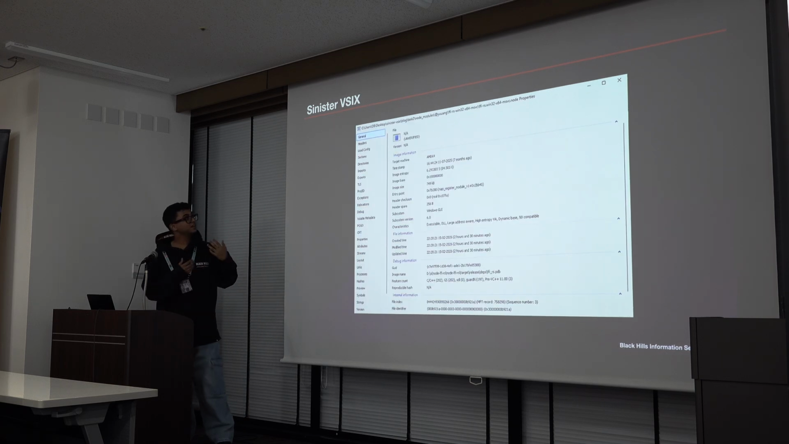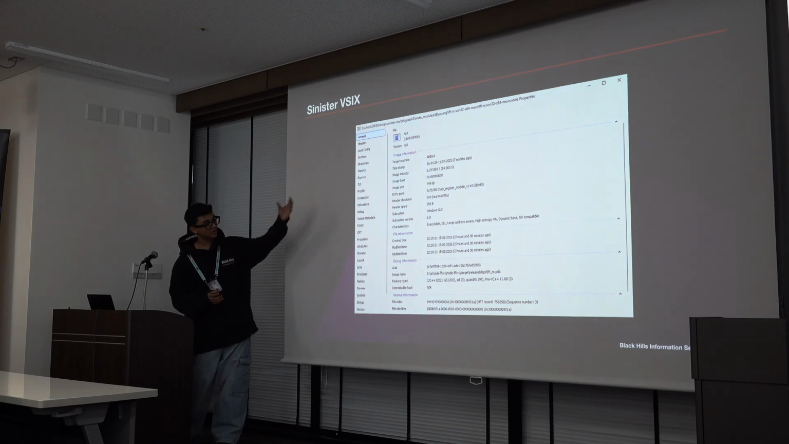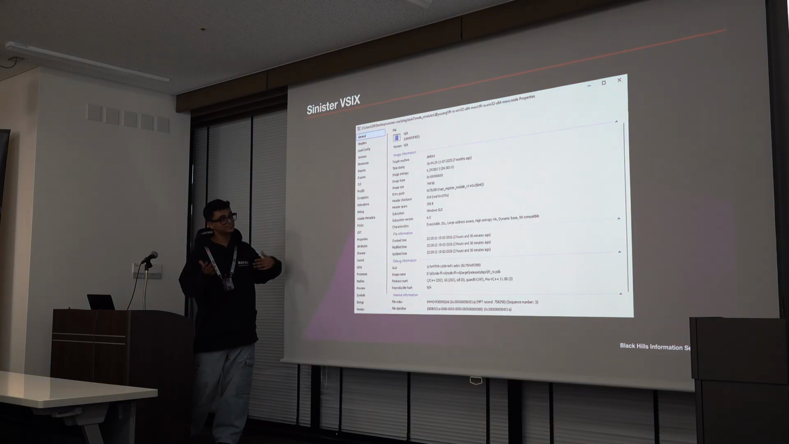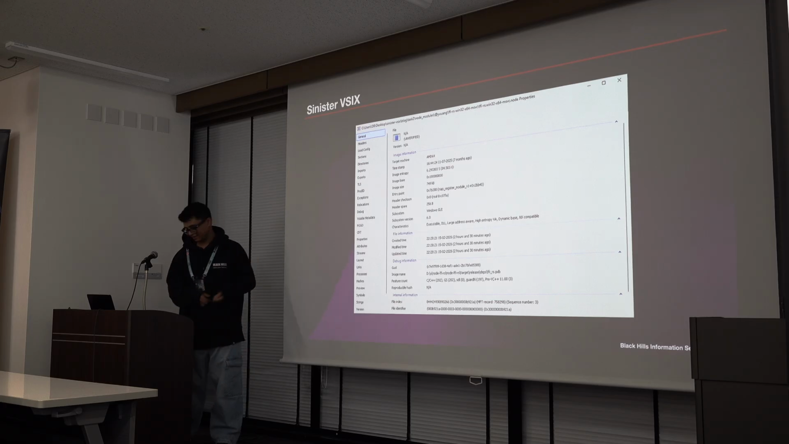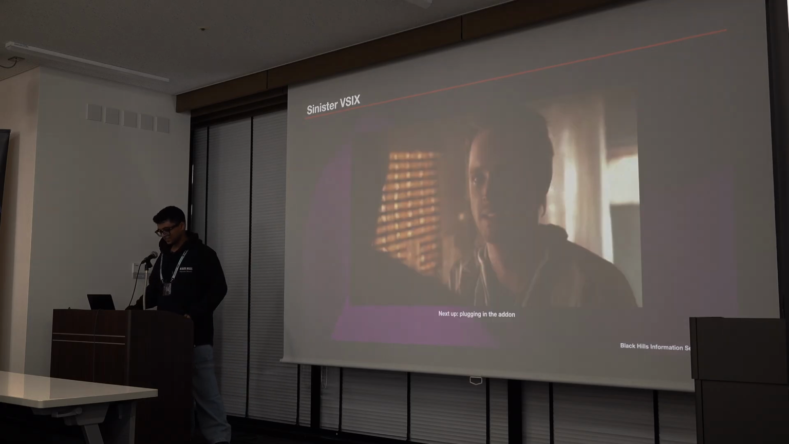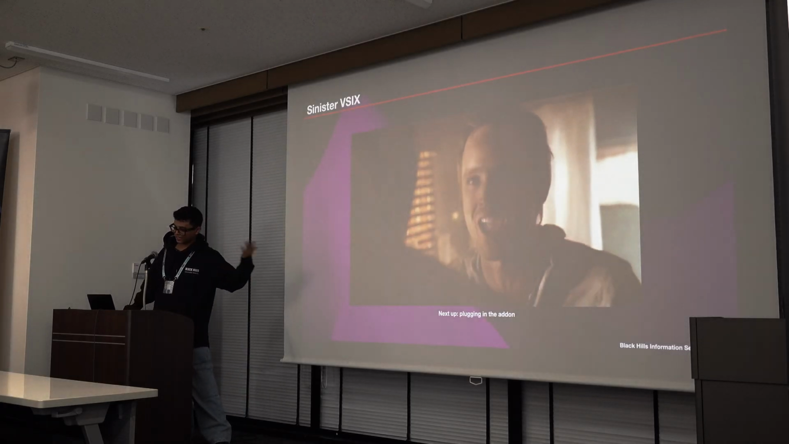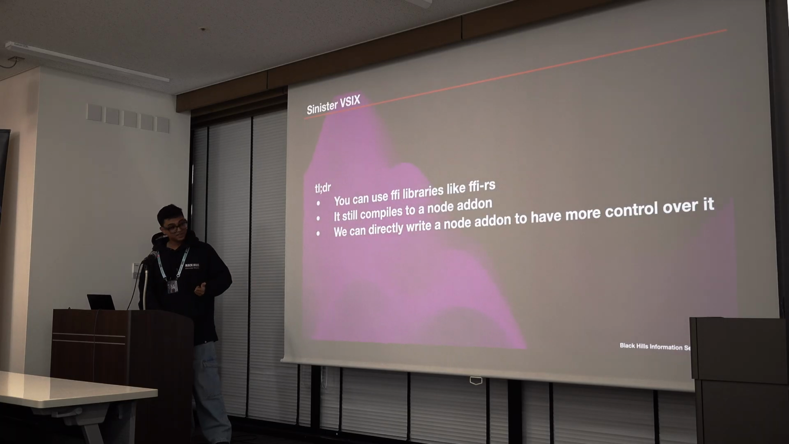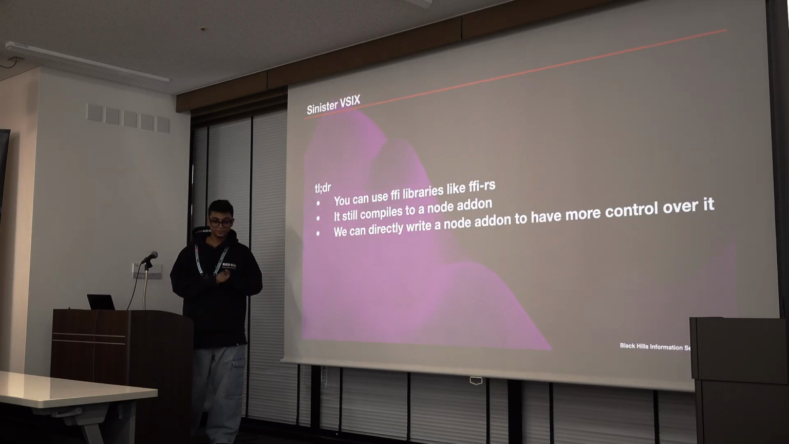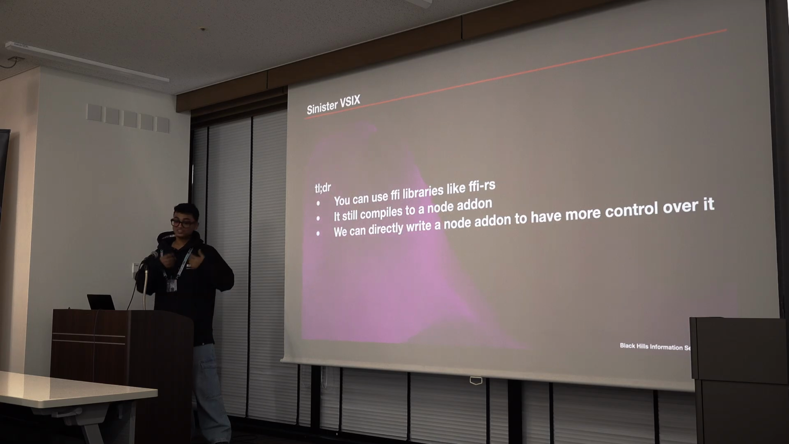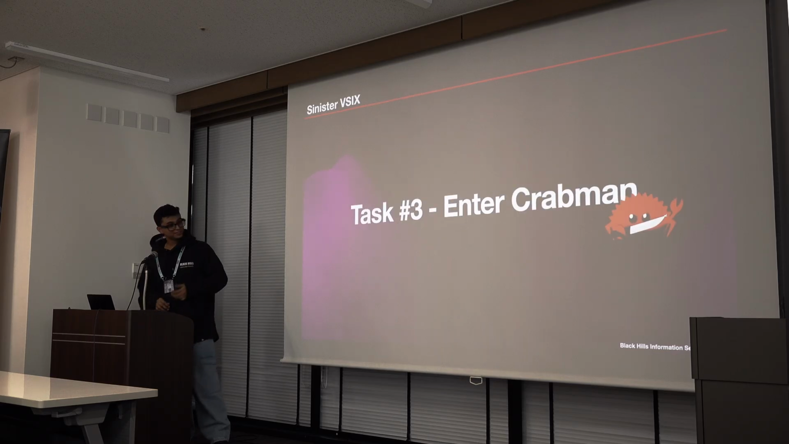And if we load that up into any PE viewer, we see that this is just another .node file, or another DLL. So, as Jesse Pinkman once said, we need to cut out the middleman. Just a TLDR: we can always use FFI libraries like ffi-rs, but it still is compiling to a node add-on. So instead of having a middleman, I think it's better to just get low-level access ourselves. So this is where we start writing Rust code.